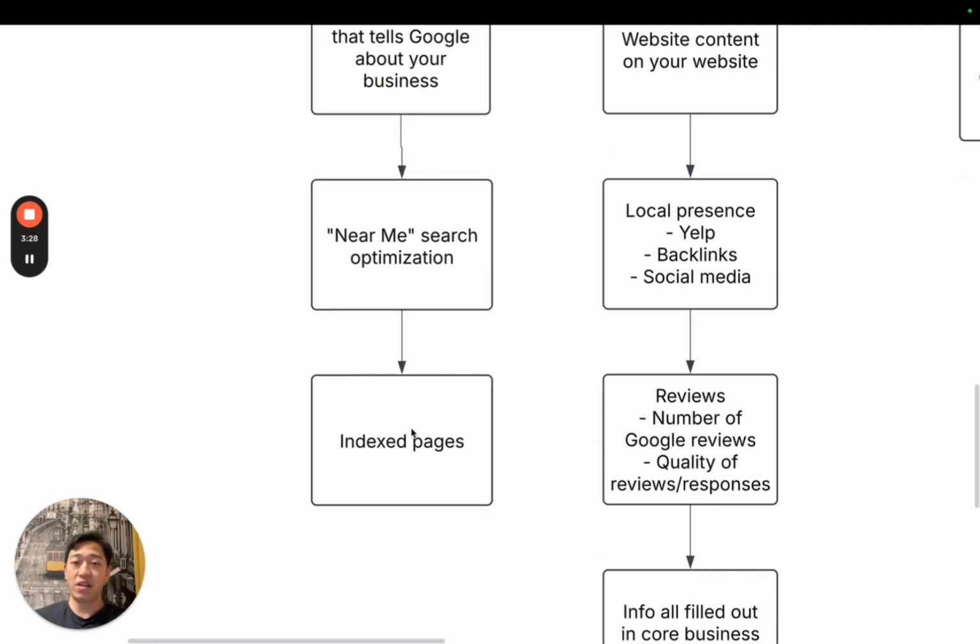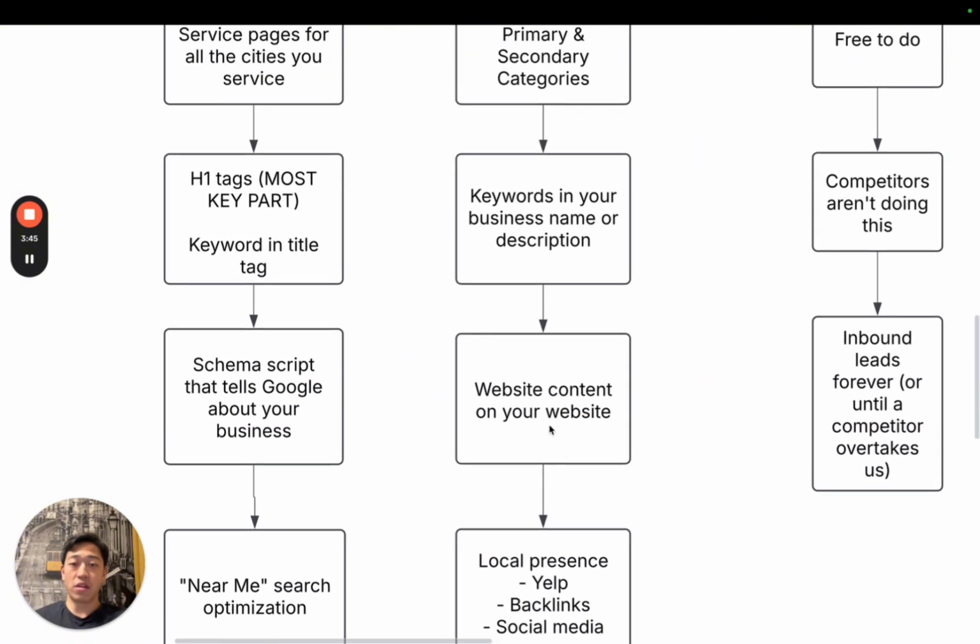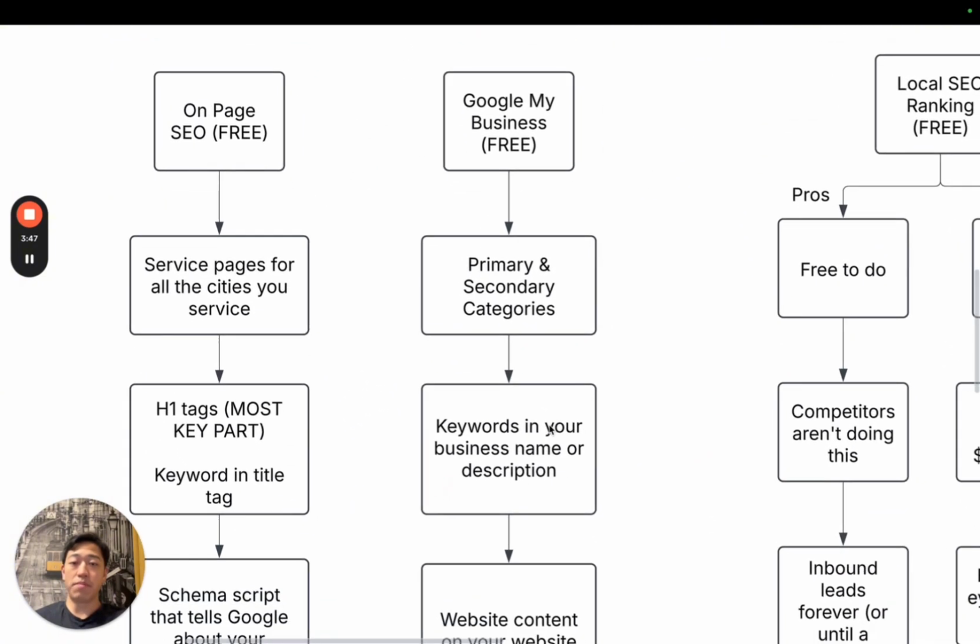The last thing with on-page SEO is actually having your pages indexed. Google might take a couple of months to index your pages, but if you have the tech background, you could actually just tell Google to rank your pages. You can make an API call to Google and Google will automatically rank all those pages. And let's get into the Google My Business.